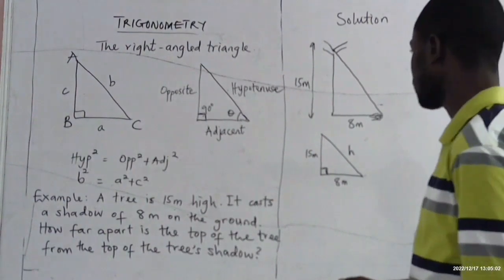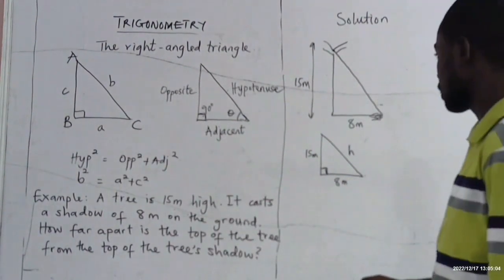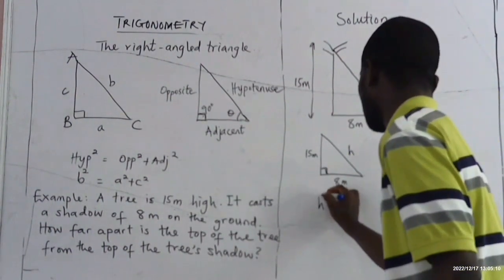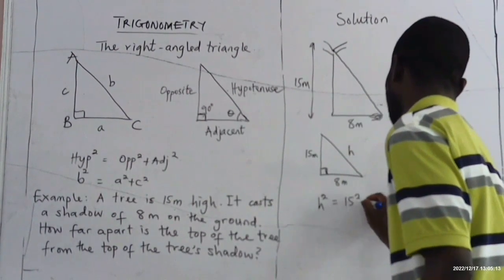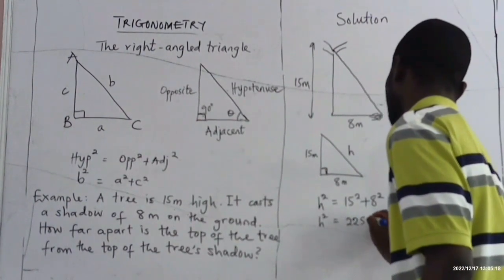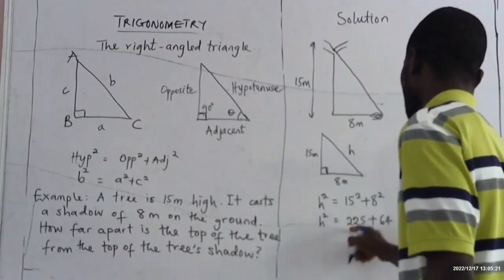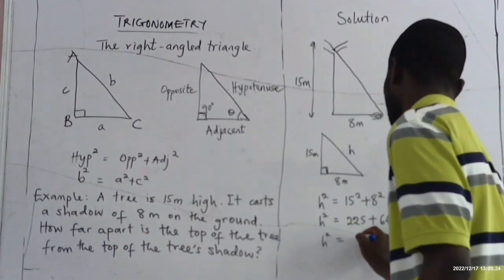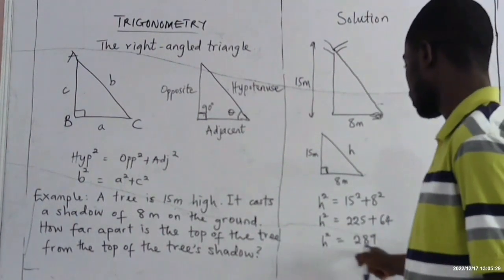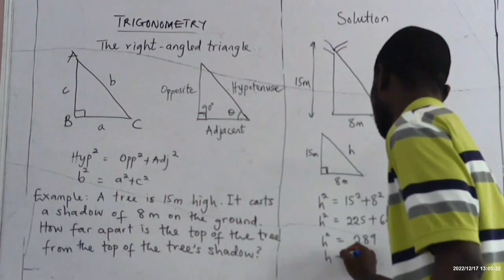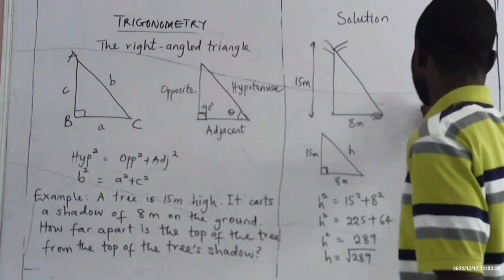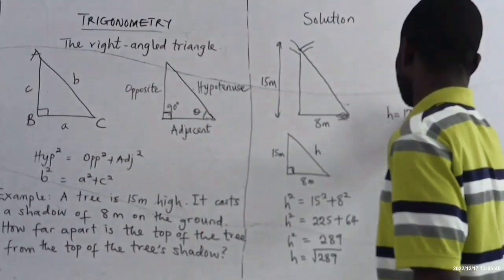So you observe that we can use Pythagoras Theorem because we are asked to find the sides, no angle is given. So we go ahead with Pythagoras Theorem: h squared equals 15 squared plus 8 squared. So h squared equals 225 plus 64. Add them up, h squared equals 289. Then you take the square root. You need h, not h squared. So h is equal to the square root of 289, and so h equals 17 meters.